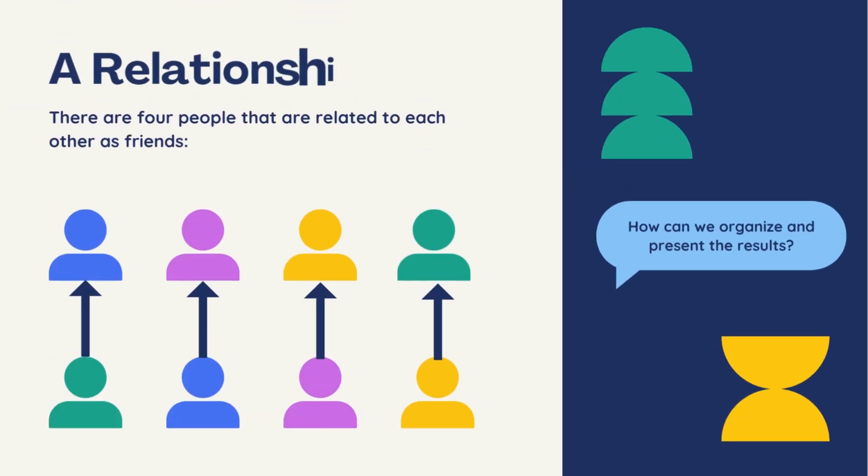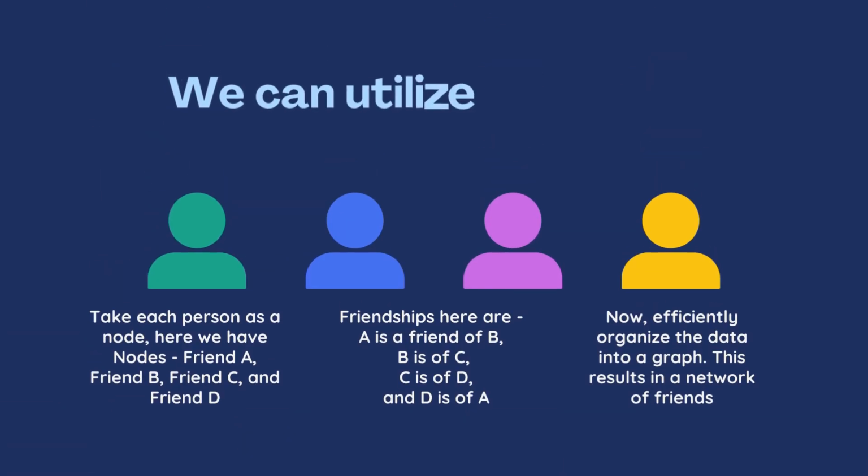Let's look at this relation set. There are four friends, we'll be calling them A, B, C, and D. A is friends with B, B with C, C with D, and D with A. How can we organize this data more efficiently? Of course, with the help of graph data structures.